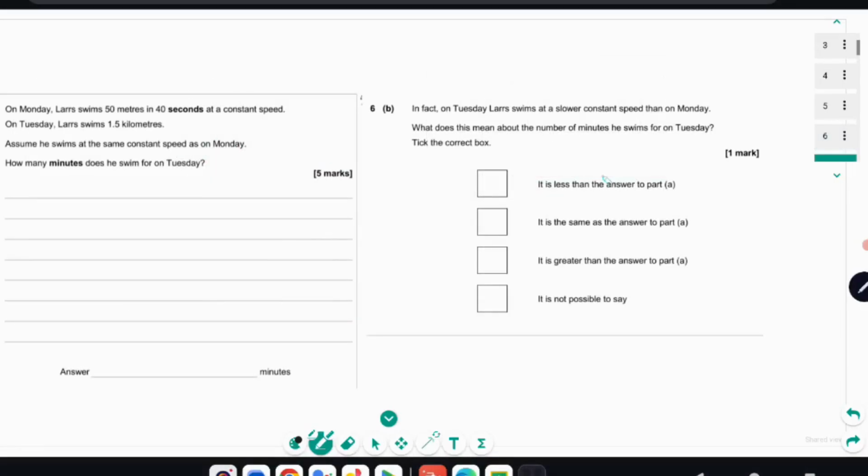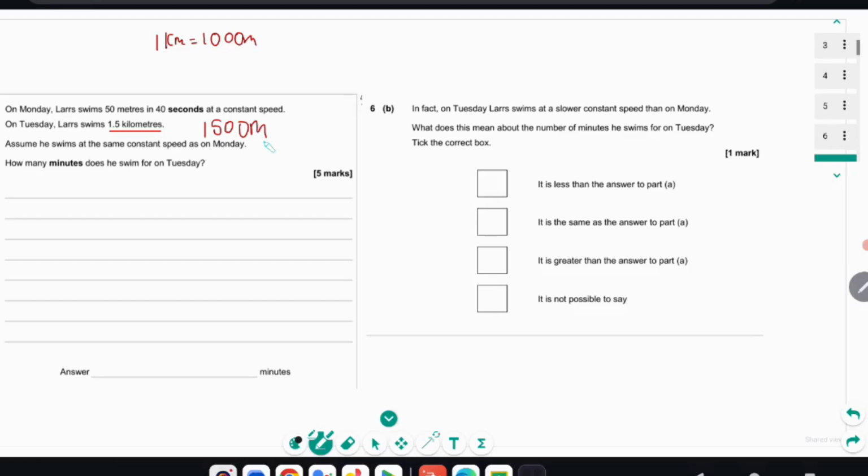Okay, question 6A. On Monday, Lars swims 50 metres in 40 seconds at a constant speed. On Tuesday, Lars swims 1.5 kilometres. Even though I've not even looked at the question, we want the same units, so I'm going to convert both into metres. 1 kilometre is 1,000 metres. I'm going to multiply 1.5 by 1,000 to get 1,500 metres. Now we've got consistent units.